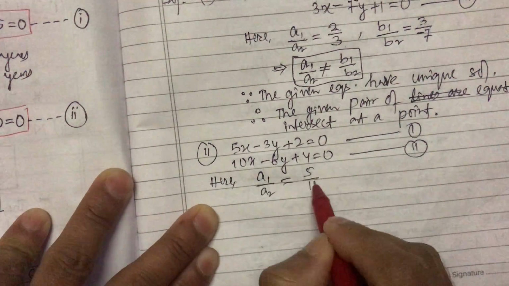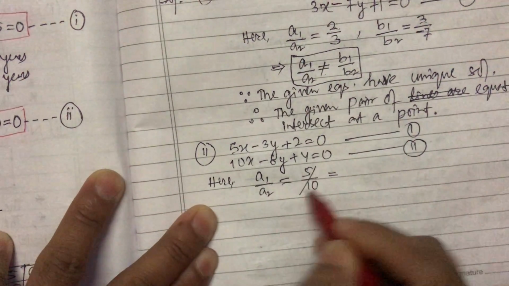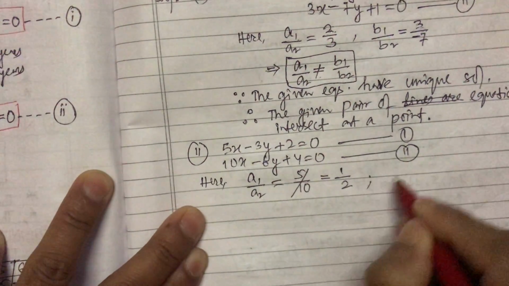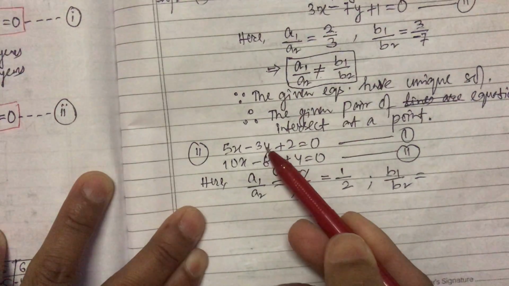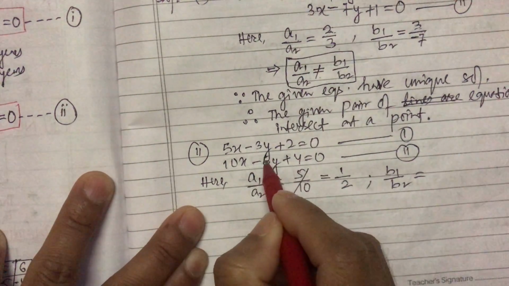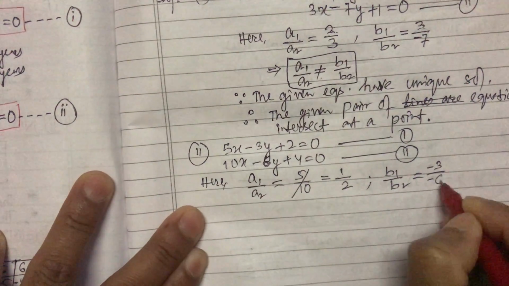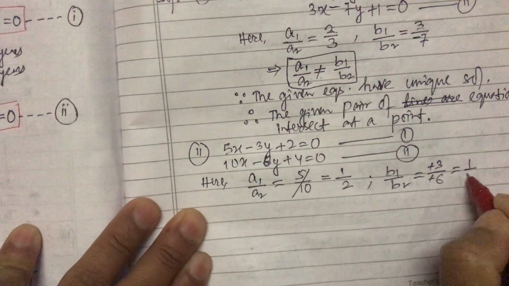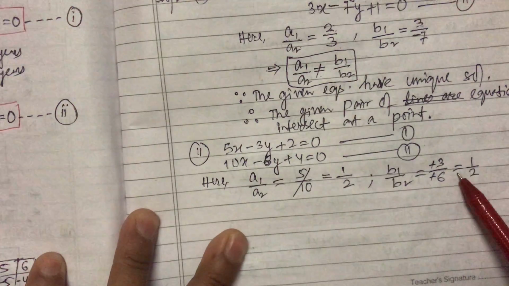So 5 by 10, these are composite, they are not co-prime, so this will cancel. 5 1 5, 5 2 1 by 2. Get b1 by b2 as well. So it is minus 3 and minus 6, minus 3 by minus 6. Sign also we should take, minus will get cancelled and again you'll get 1 by 2. So a1 by a2 is 1 by 2, b1 by b2 is 1 by 2, both are same.